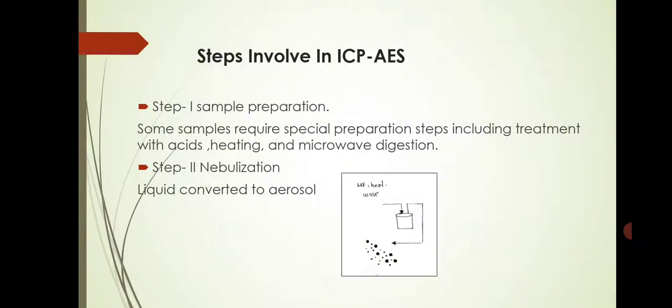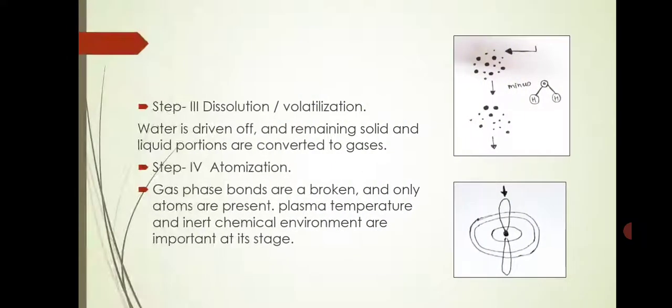Steps involved in ICP-AES. Step 1, sample preparation. Some samples require special preparation steps including treatment with acid, heating, and microwave digestion. Step 2, nebulization. Liquid is converted to aerosol. Step 3, volatilization. Water is driven off and the remaining solids or liquid portions are converted to gases.